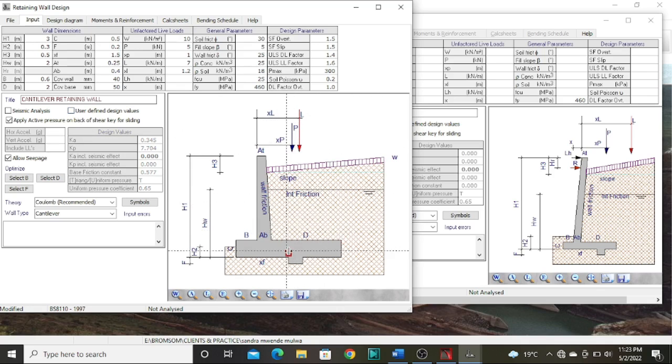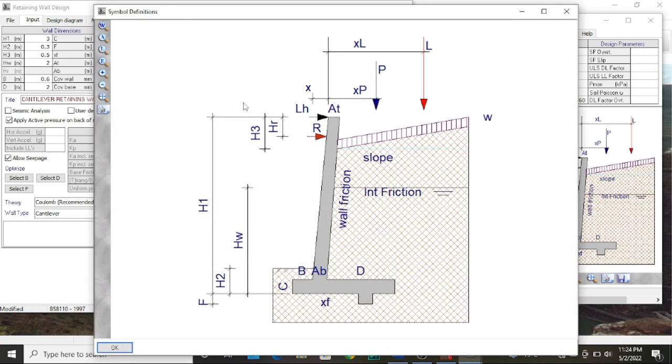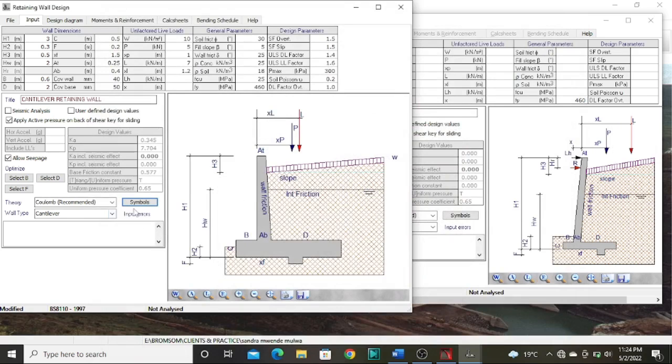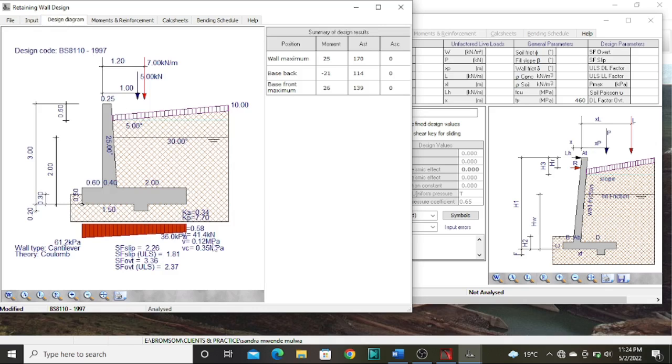This is what I modeled, and we are done. If I open the symbols, this is the same as whatever we are seeing here. Therefore, we are done with our inputs. The next thing is to come to the design diagram, and from there it is able to give you your values. It will tell you the wall type that you choose, the theory that you are using in your design, and it will model for you your shear force diagram.